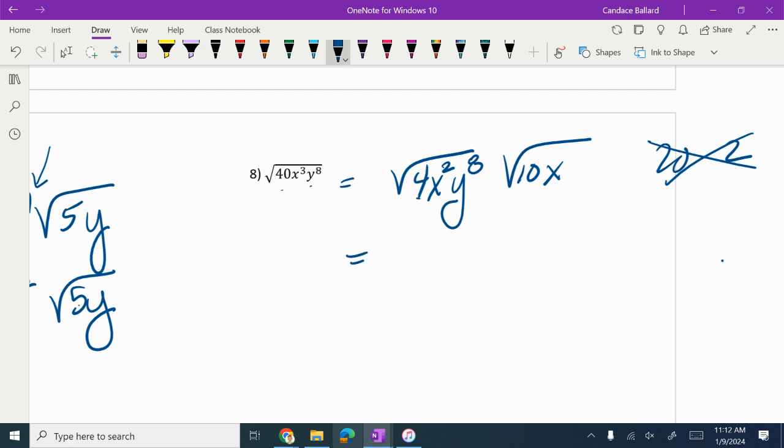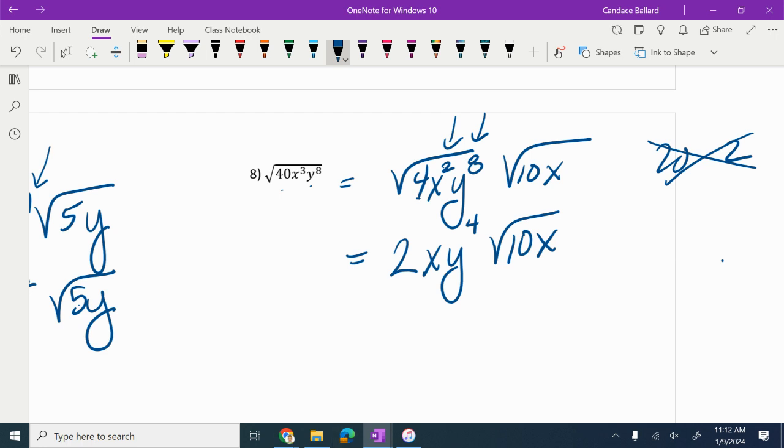All right. Square root of 4. Good. What am I supposed to do with the exponents? Divide by 2. Okay, that's the rule to take a square root. So what's the square root of x squared? Good. What's the square root of y to the 8th? Y to the 4th, square root of 10x. Okay? I know it's a little bit longer than we usually use on skills check, but it's worth it because we need to make sure we got that concept down.